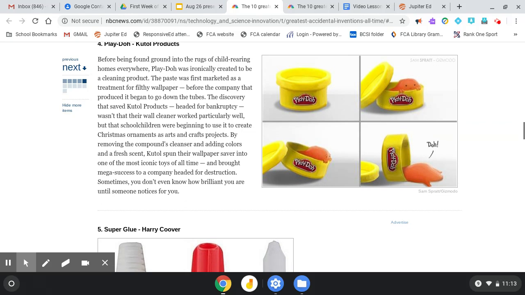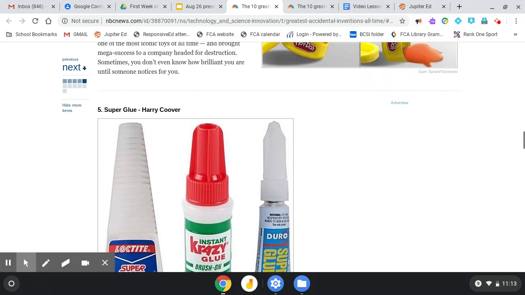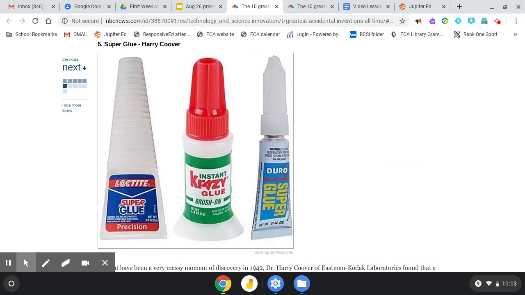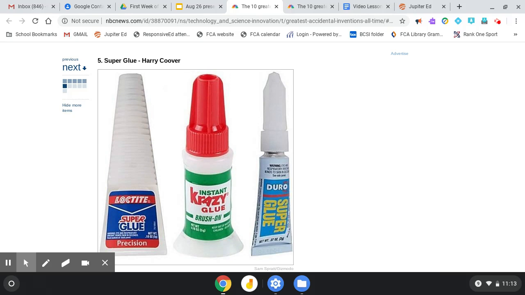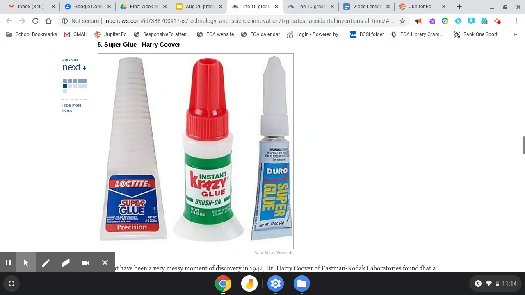The last one I want to show you is super glue. And this is actually very interesting because the man who invented this, Harry Coover, as it says here, he was actually extremely frustrated with this goop until he discovered how helpful it could be.